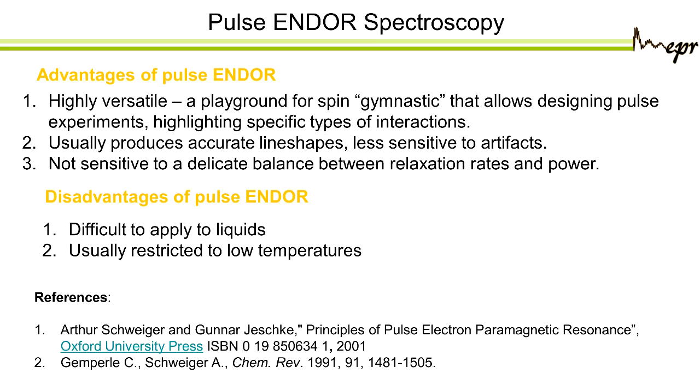Now, there are, of course, disadvantages, and it's very difficult to apply to liquids. So you really have to have very special cases where it works because of the limits of the relaxation time. And then you have to do it also at low temperatures. But for radicals, you don't have to go very low. For metals, you have to go lower.